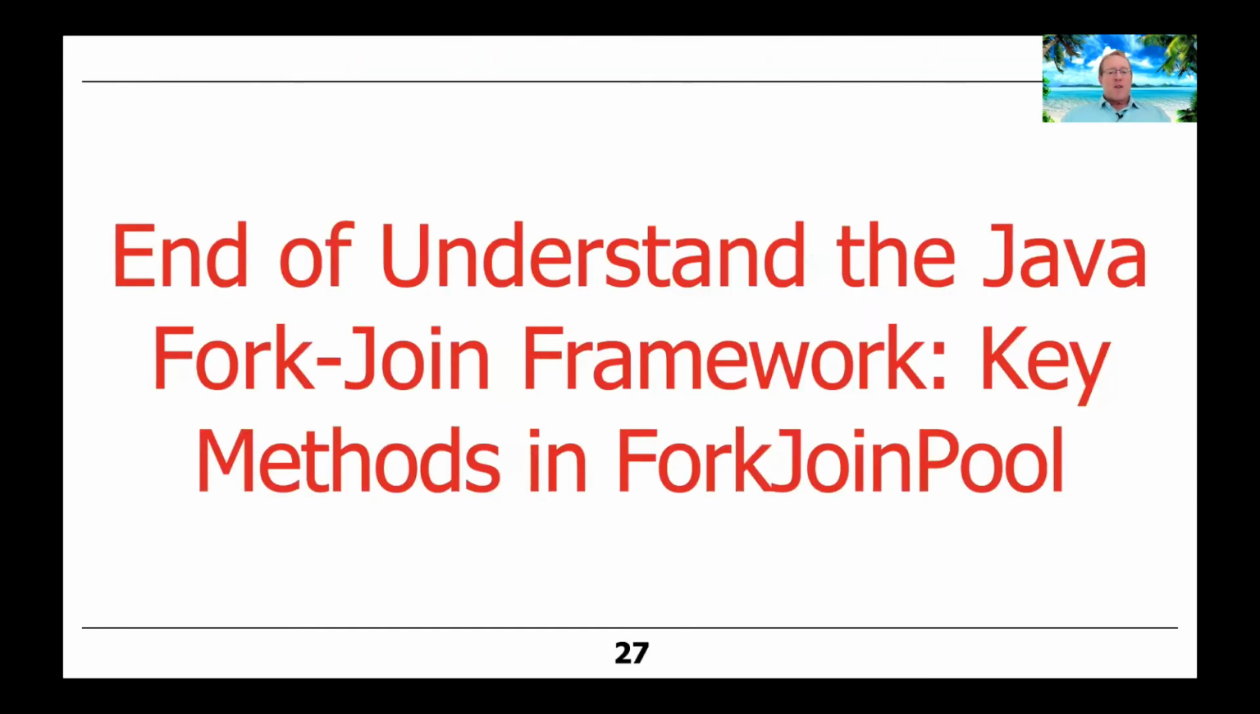So that's a quick overview of the key methods in ForkJoinPool. By far, the most important ones are execute, invoke, and submit. And those are the ones that are used to actually provide fork join tasks that will run in the context of the fork join pool.